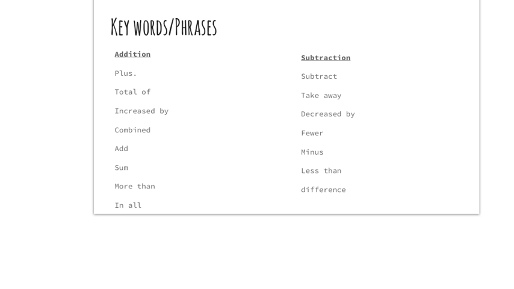When we're talking about addition, we are going to have plus, total of, increased by, combined, add, sum, more than, and in all. There might be other words that you know of that you can also write down. Make sure you write down all of these words. When we're talking about subtraction, you might hear subtract, take away, decrease by, fewer, minus, less than, and difference. And again, if you know of any other words, go ahead and write those down as well.